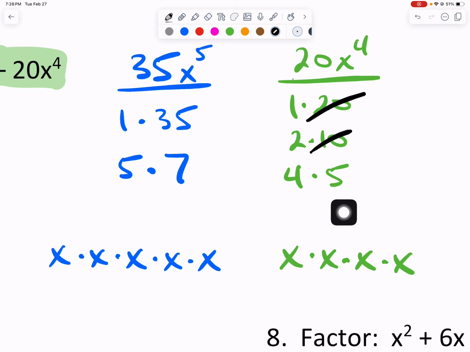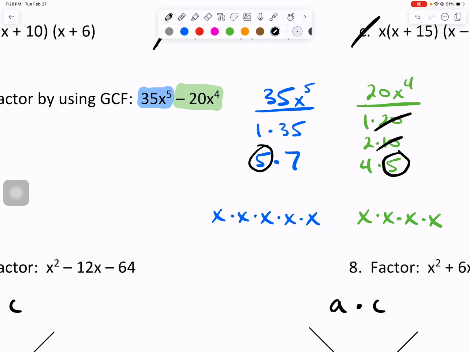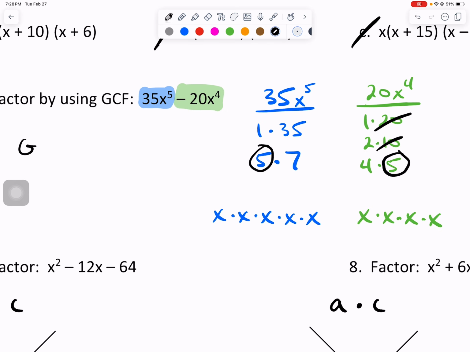All right. Then we're going to look at 5, and right away I'm like, oh my goodness, yes, 35 also is a factor of 5. I'm going to circle my 5 and circle my 5. All right, so our GCF here, actually I'm going to scoot this down here, will be 5.